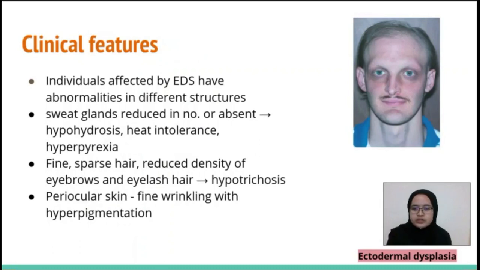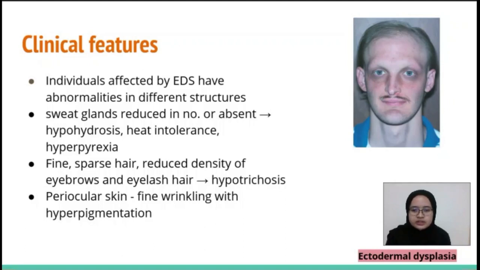Individuals affected by ectodermal dysplasia have abnormalities in different structures. In ectodermal dysplasia, the sweat glands are reduced in number or absent, which causes hypohidrosis, which is the lack or diminishing of sweating. Due to this, they also typically display heat intolerance and hyperpyrexia.